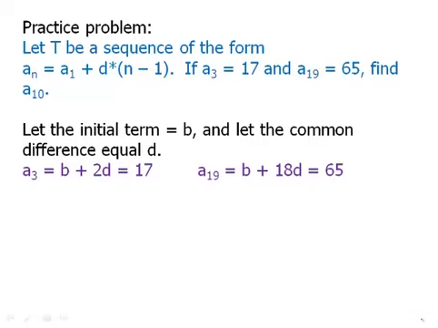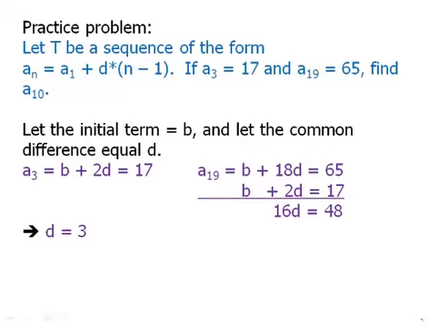We're just going to subtract the first equation from the second equation. Subtract, we get 16d equals 48. Divide by 16, we get d equals 3. And then plugging into a sub 3, we get that the initial term is 11. So now we have the initial term, the common difference.